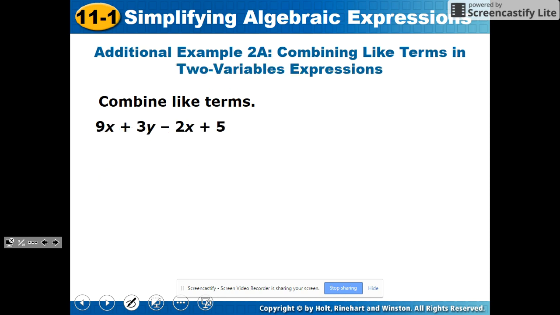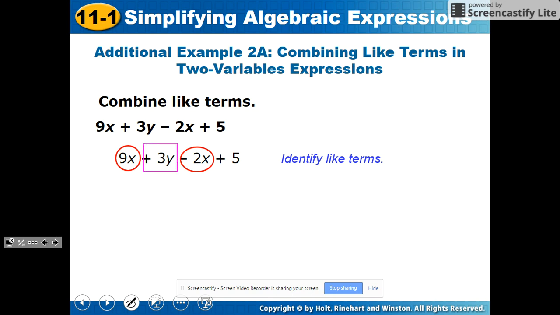So example 2a here, combining like terms, we've got 9x plus 3y minus 2x plus 5. We're going to identify the terms. So we've got 9x, a negative 2x, a positive 3y, and a positive 5. Combining the like terms, the only ones we have similar are those 9x and negative 2x. That leaves you with 7x plus 3y plus 5.